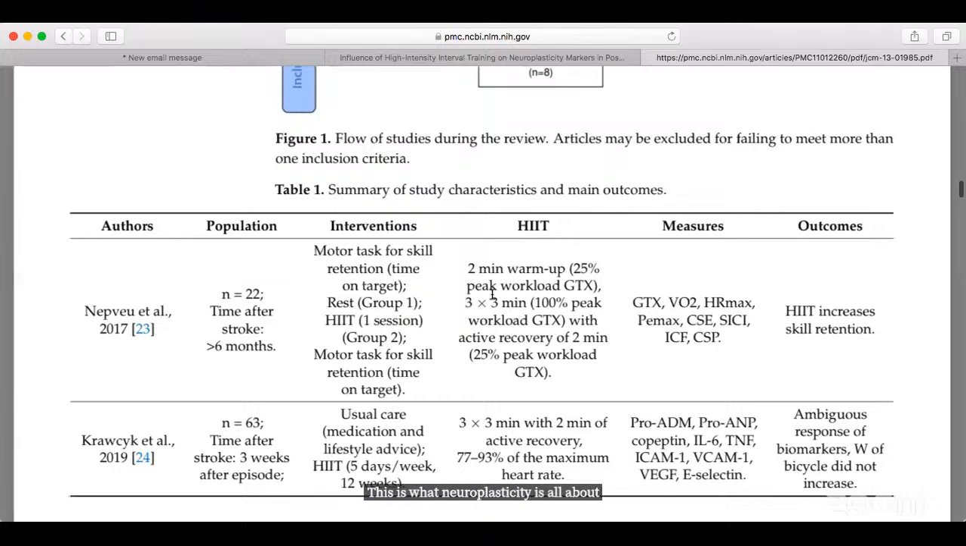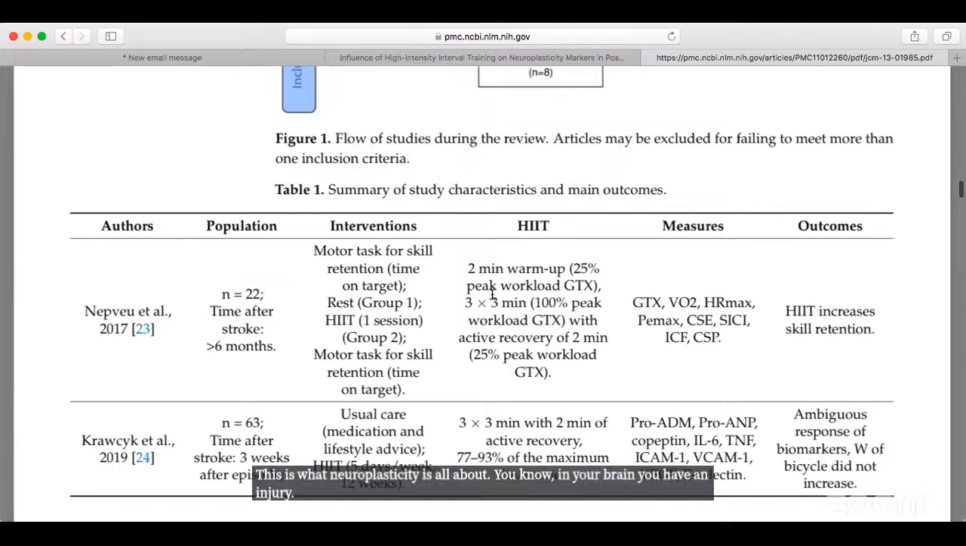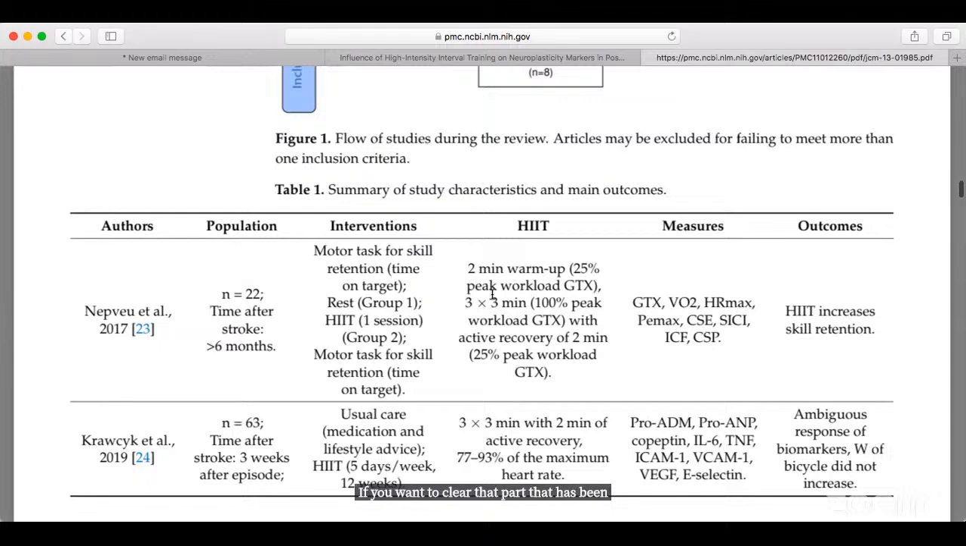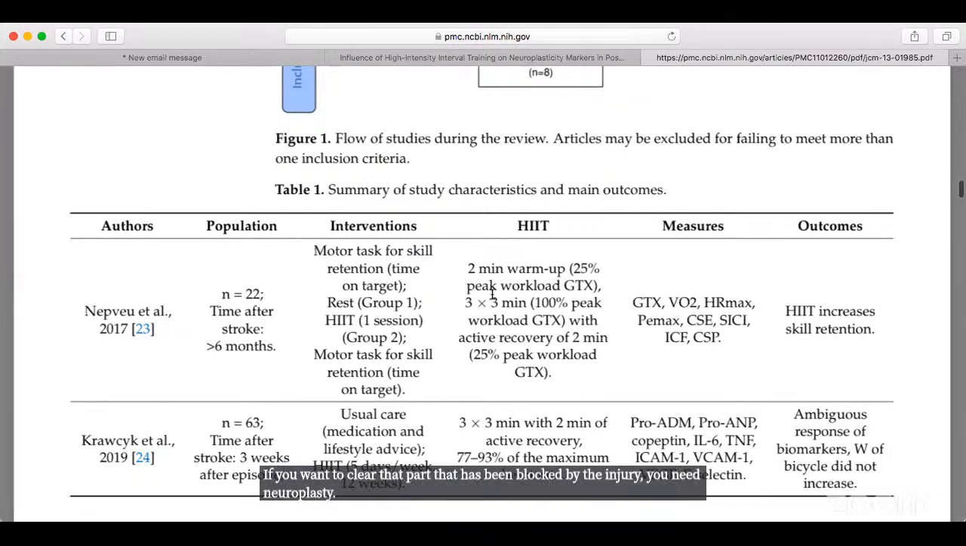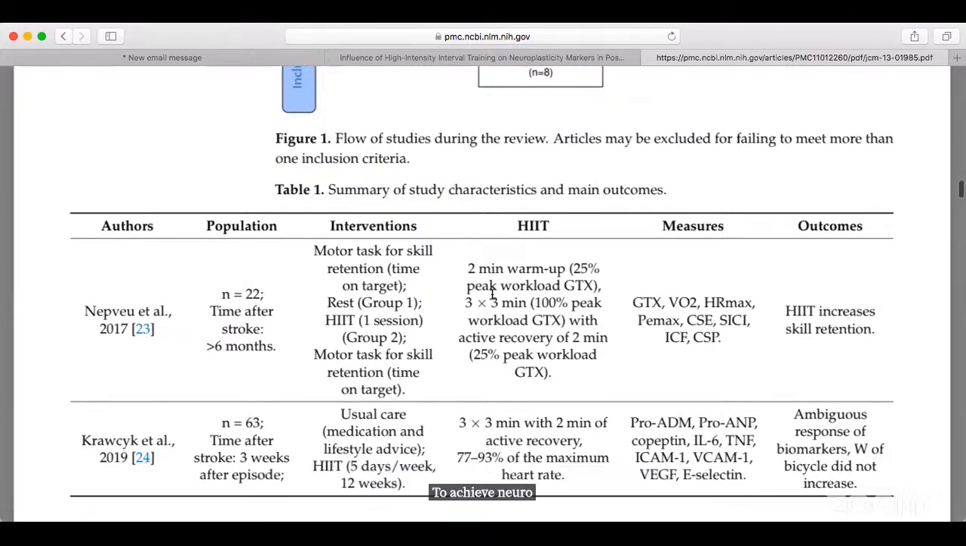You know, in your brain, you have an injury. If you want to clear that part that has been blocked by the injury, you need neuroplasticity. To achieve neuroplasticity, this exercise has been shown to be very effective. This is what they did. This is what they showed. This is how to apply this exercise.